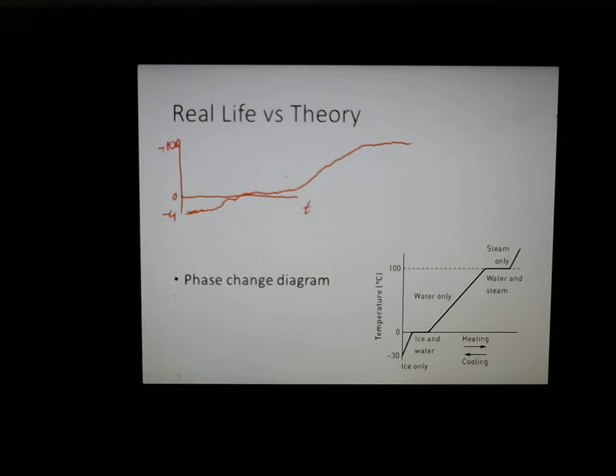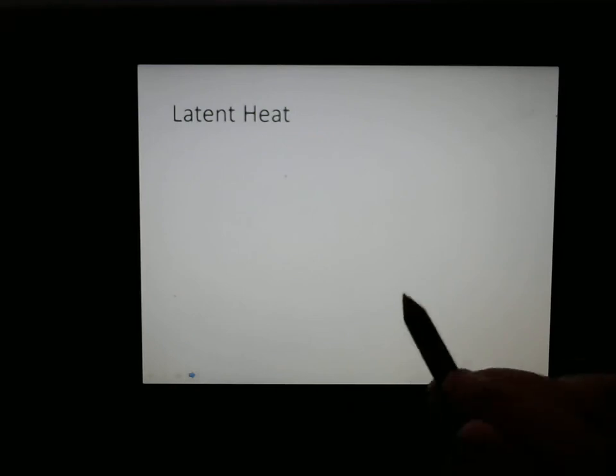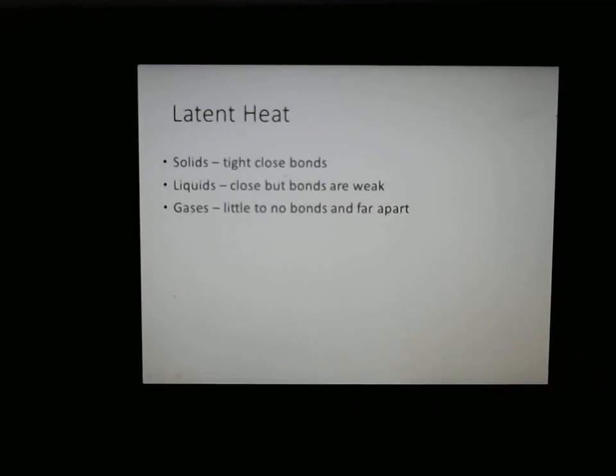Okay, now when we started this unit, we talked about energy stored between atoms in bonds as potential energy, and how different states of matter have different amounts of bonds. We have solids with tight bonds, all the way through to gases with extremely weak to nearly no bonds between the molecules, and then liquids in the middle. Now, if you're going to overcome bond energy, you have to give something energy, and that's what we call latent heat. It is the energy required to overcome bonds and cause a phase change.